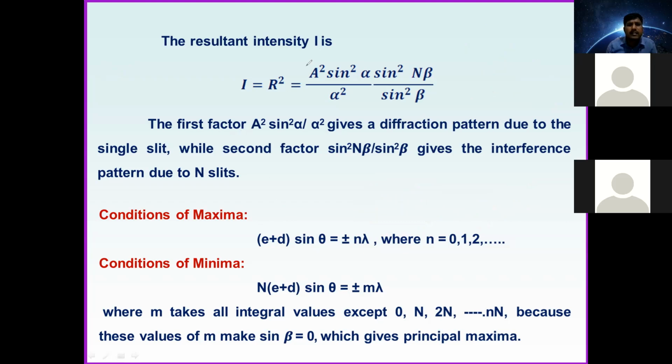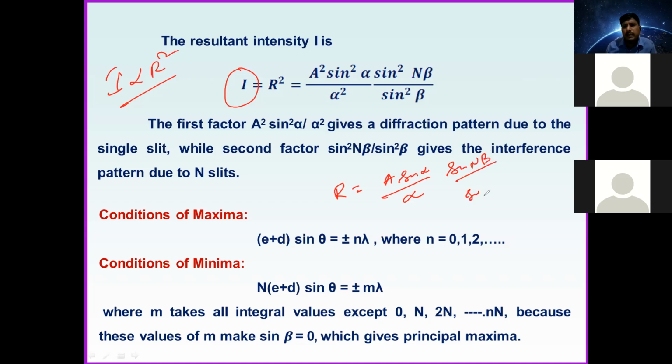So for intensity we just need to square it, I proportional to r squared. So I just square whatever we got on the previous slide: N α sin α by α, sin Nβ by sin β. When I square it, it's going to be squared, squared, squared. This is what we have.